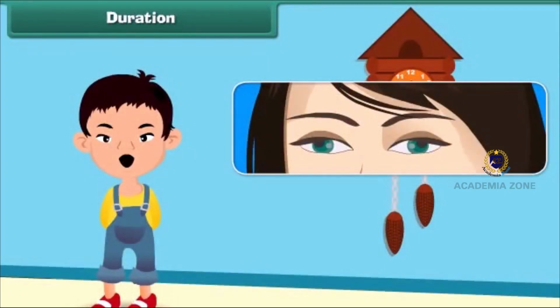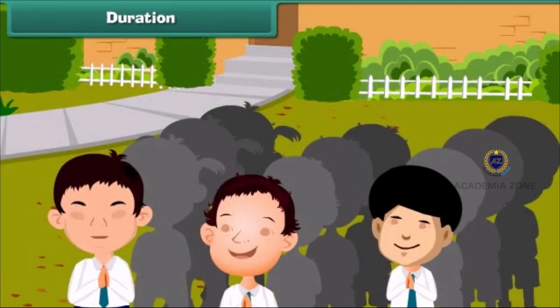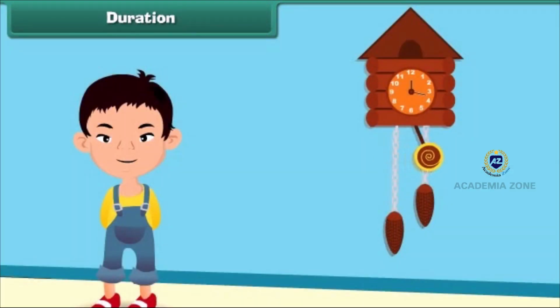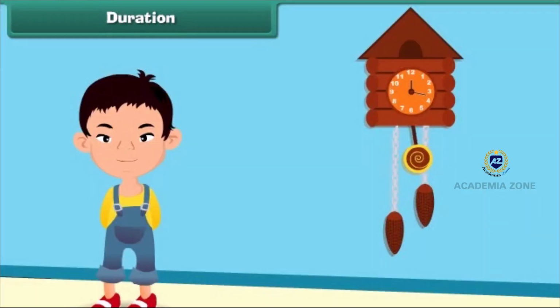Can you tell me how much time we take to blink our eyes? Yes, it takes only a few seconds. Similarly, when we touch a hot object, we take our hand back in a few seconds. But when we go for a morning prayer in a school, it takes a couple of minutes rather than a few seconds. Similarly, it takes hours to sleep at night. So we can say that some activities in our daily life take more time than the others.